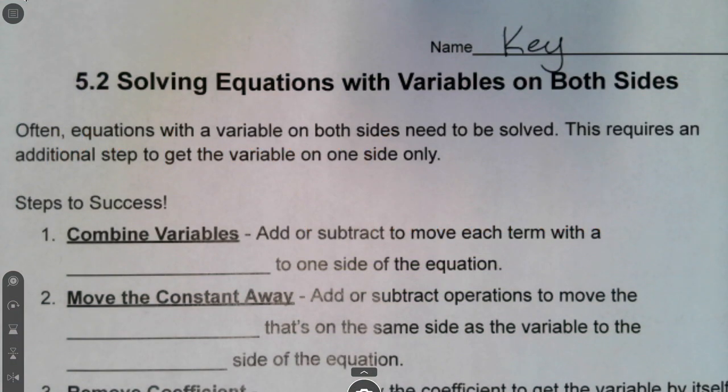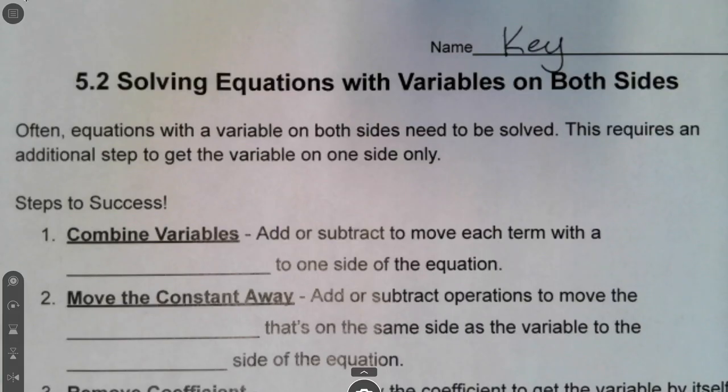Last chapter we did one-step equations and two-step equations, and we're not going to call it that, but it's essentially three-step equations for this lesson. And this is the furthest we'll get as far as complexity in pre-algebra for solving equations. But there are times when equations with a variable on both sides need to be solved. This requires one additional step to get the variable on one side only.